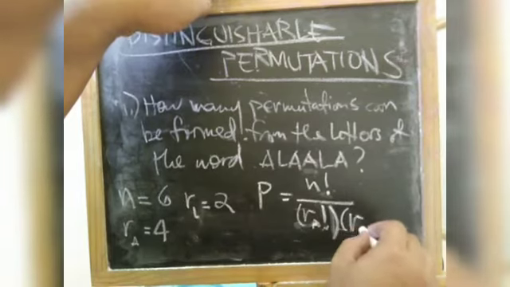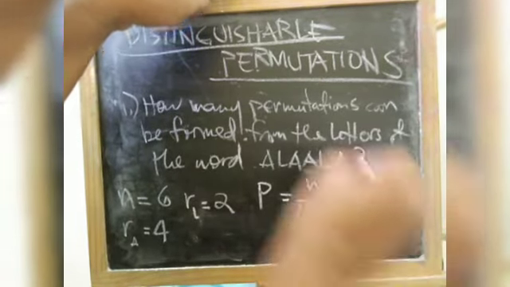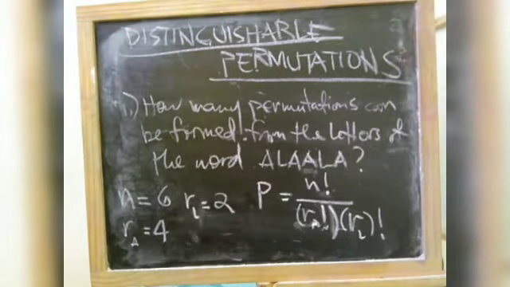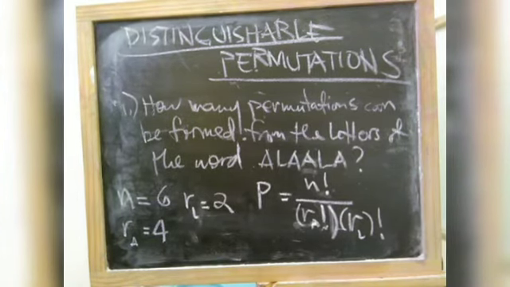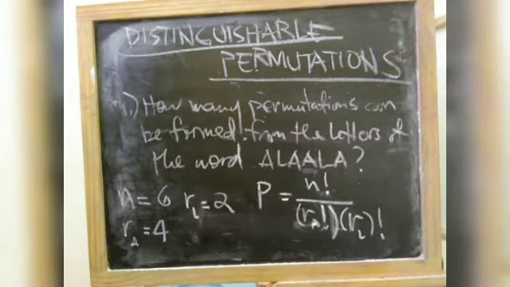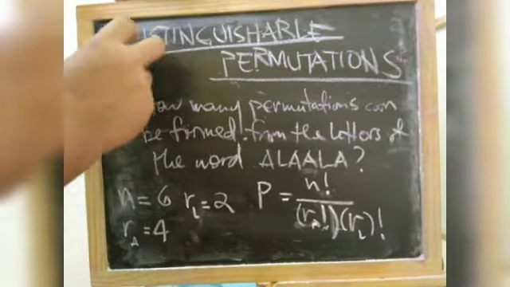Times r sub L factorial. Yan, yan yung magiging formula dyan. So, ibig sabihin ngayon, i-rewrite natin ulit. Okay, so burahin natin.